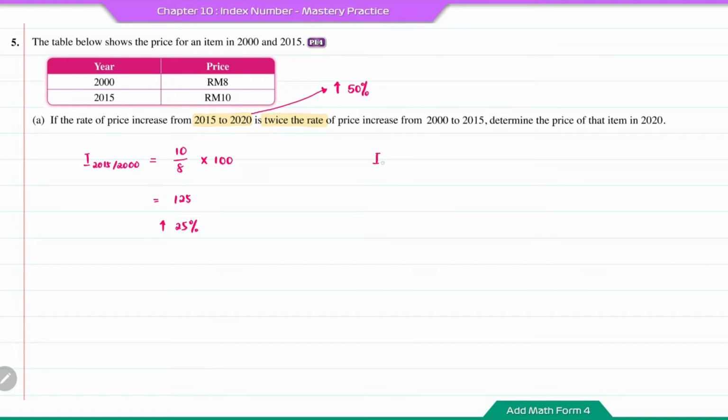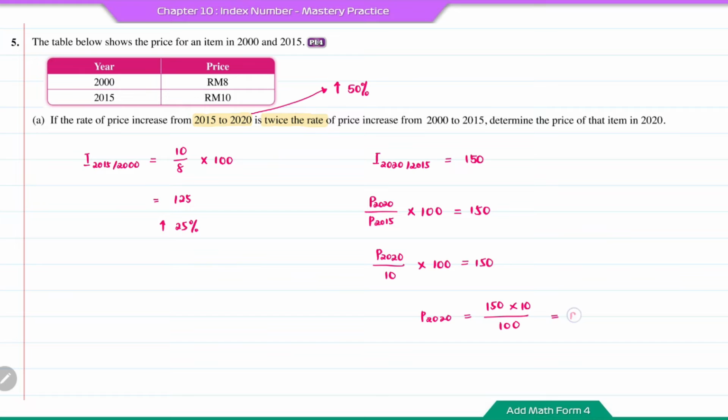Therefore, the price index in the year 2020 based on 2015 will equal 150. So to find the price of the item in the year 2020, we can use this formula here. Therefore, it will be the price in the year 2020 over 10 times 100 is equal to 150. So the price in the year 2020 will equal 150 times 10 divided by 100, which is equal to RM15.